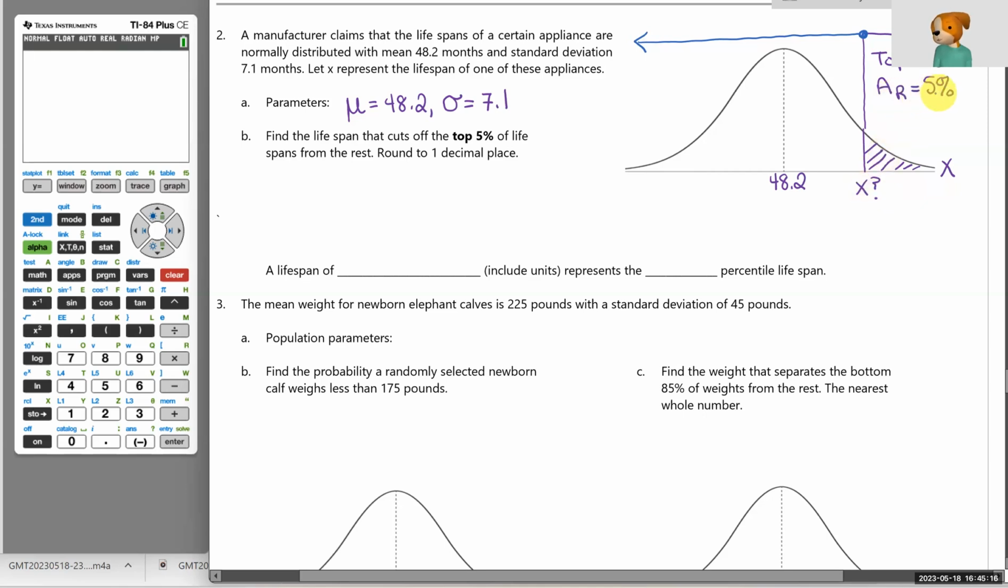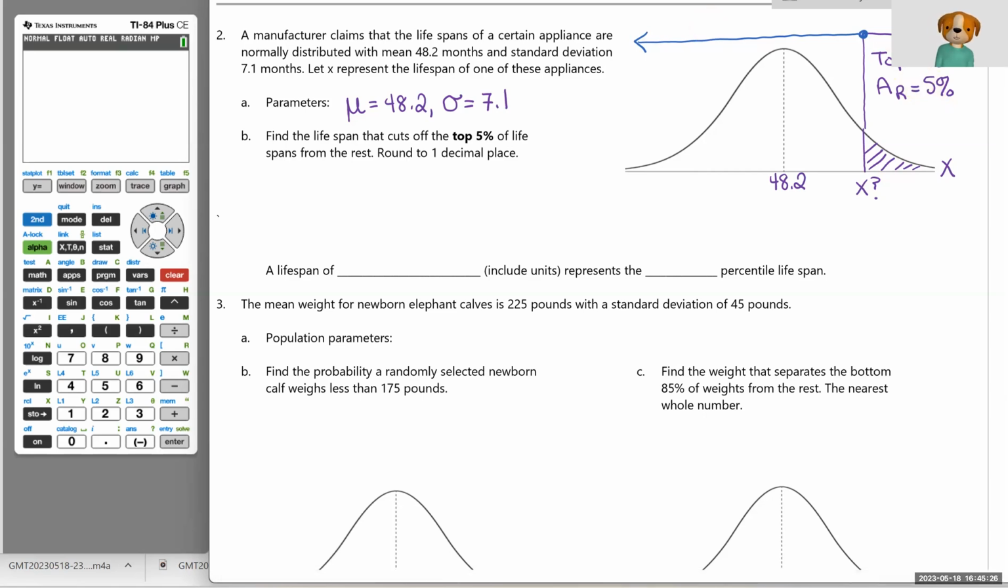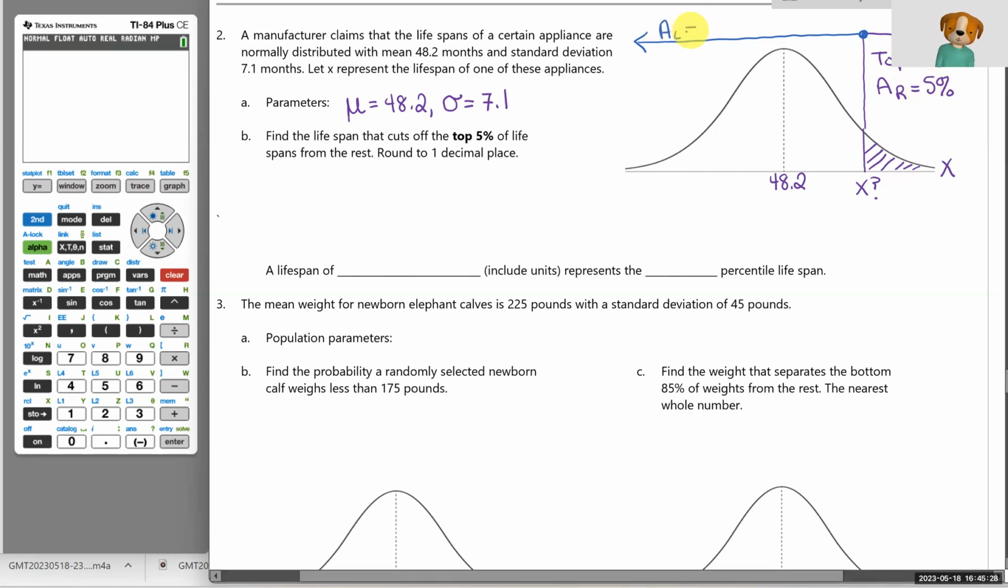So if 5% of appliances last longer than that value, then 100% minus 5% would be the other 95% of appliances that would have lifespans less than that value. So as percentages, 5% and 95% together would be 100% of appliances. So every unknown value X separates a graph into two parts, the part above it, 5%, and the part below it. So I'm going to repeat all that here, but in decimal form.